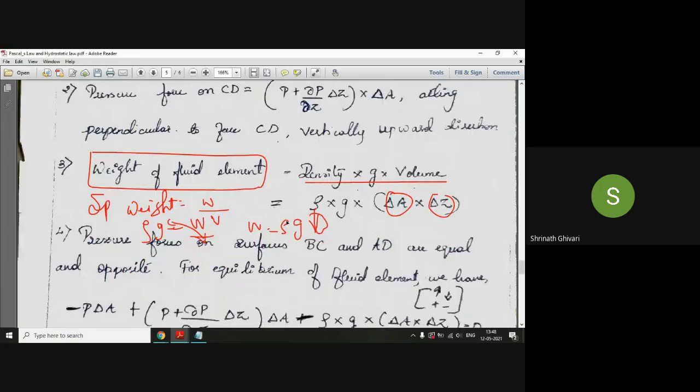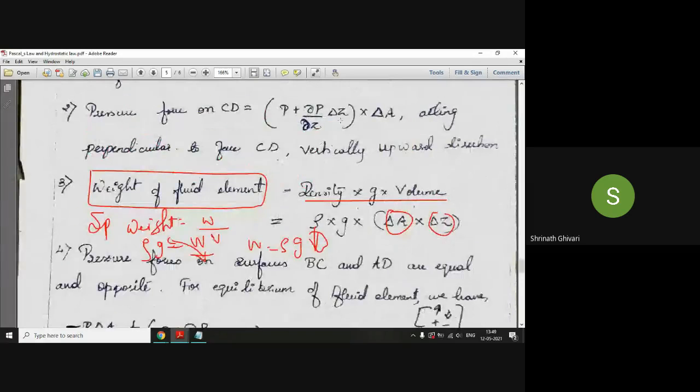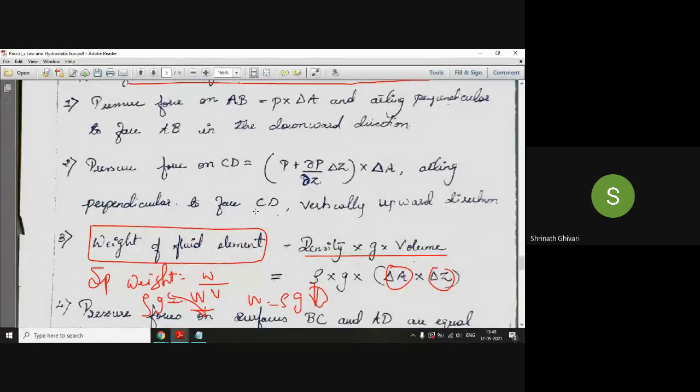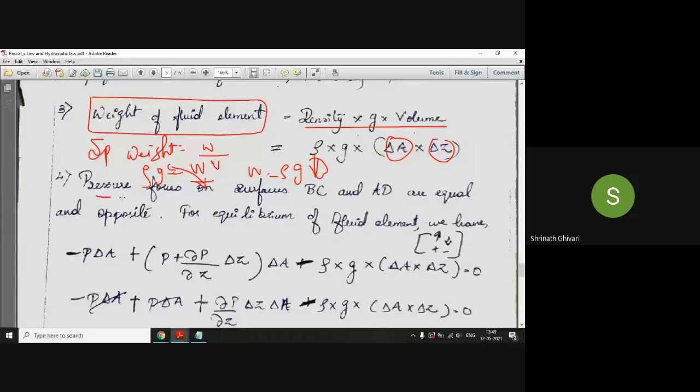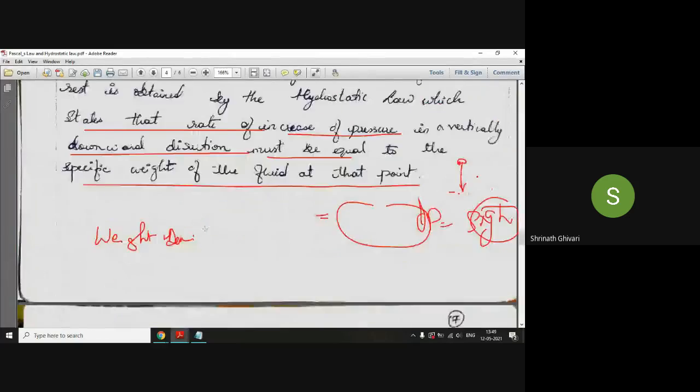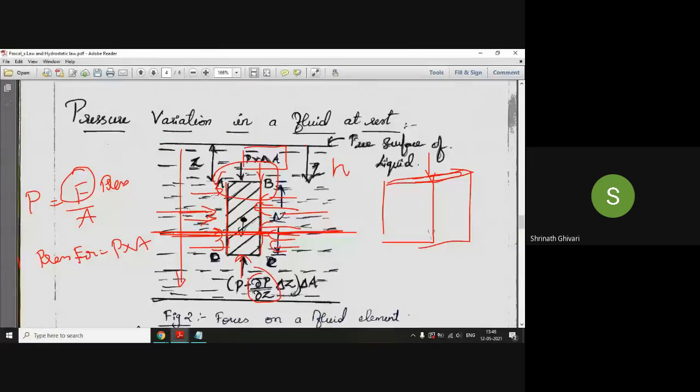Then there are two forces which are acting in the opposite direction that will be cancelled with each other. The pressure forces on the surface BC and AD are equal and opposite. Whatever pressure forces are acting on AD and BC are equivalent and opposite to each other. Therefore, these pressure forces will get cancelled.